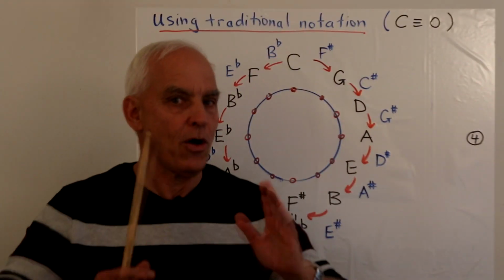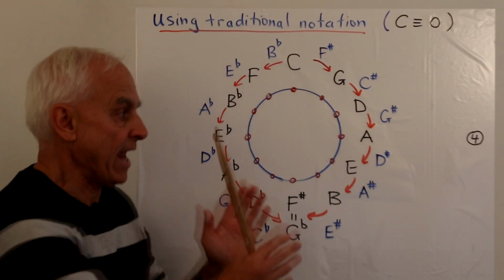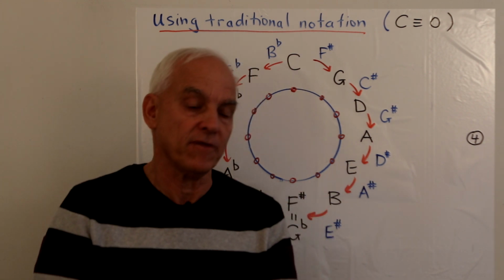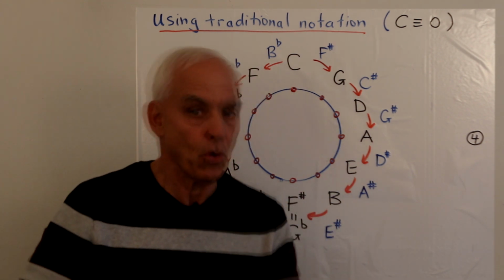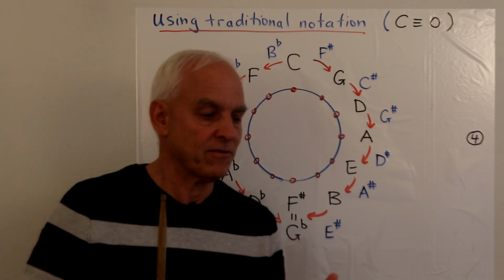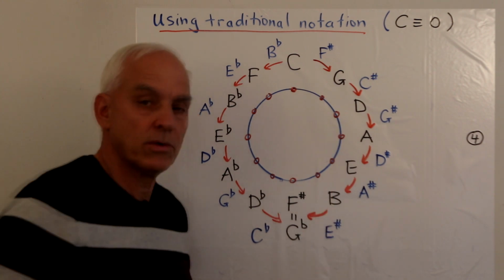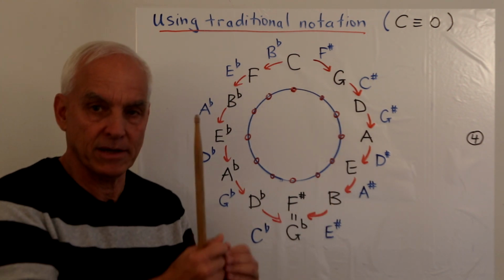Okay, so I also want to show you the standard, more familiar form of that same sort of cycle of fifths, or cycle of fourths, or cycle of 7 steps, cycle of 5 steps, where we take the 0 note to be C.